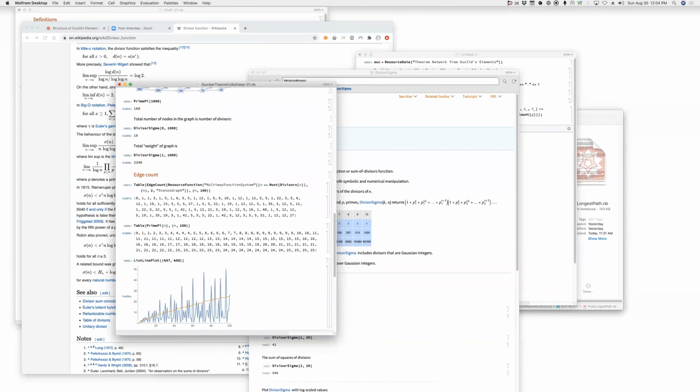What am I seeing here? I don't know. My conjecture was the average growth rate in the edge count would be about the same as the average growth rate in prime pi. That seems plausible. But there's a lot of noise. It's hard to say.